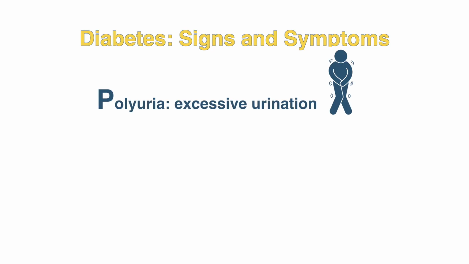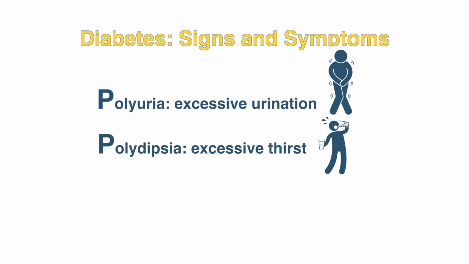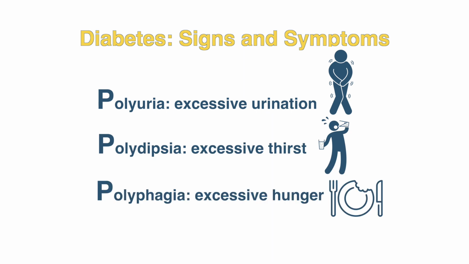Signs and symptoms of diabetes include the 3 Ps: polyuria, which is excessive peeing, polydipsia, which is excessive thirst, and polyphagia, which is excessive hunger. They can also have fatigue, drowsiness, dehydration, vision changes, prolonged wound healing, and recurrent infections, specifically a lot of yeast infections.